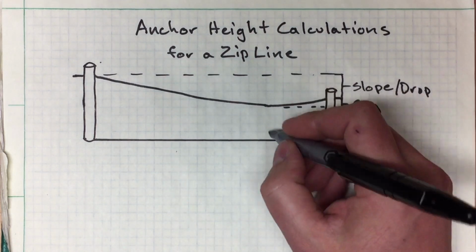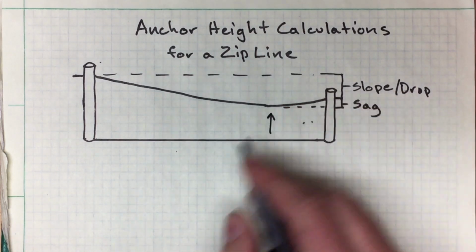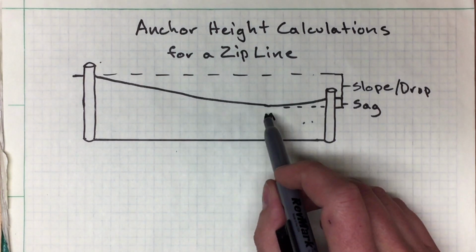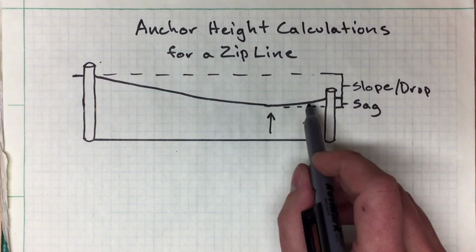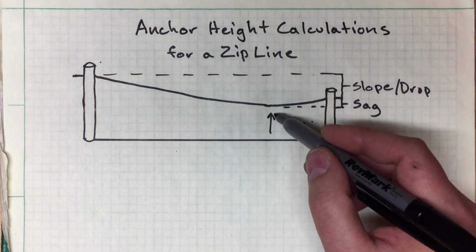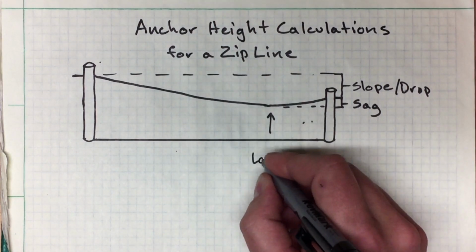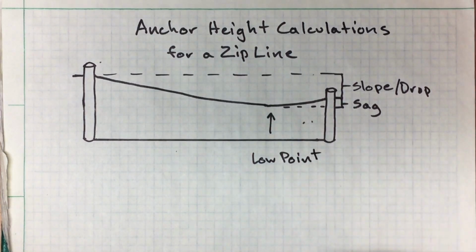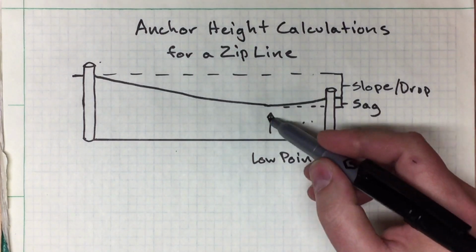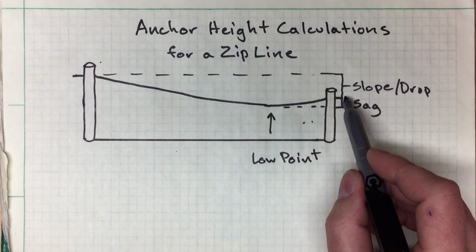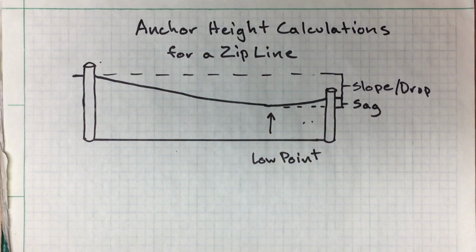The other thing that we talk about is this zone. It's usually about 3/4 of the way down the zip line, and it can actually be an entire range here, but that's where the cable is at its lowest, so we'll call that the low point. And that's really where we start. We kind of figure out what our clearance is, and then we add our sag to get the lower anchor, and then our slope to get the top anchoring height.